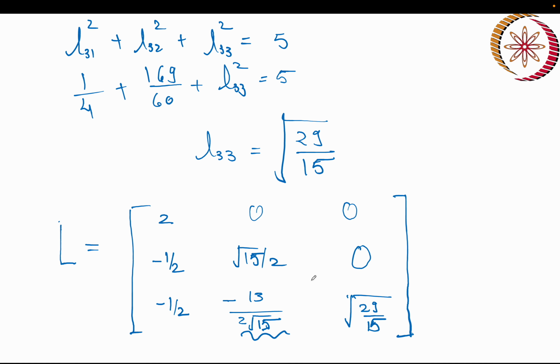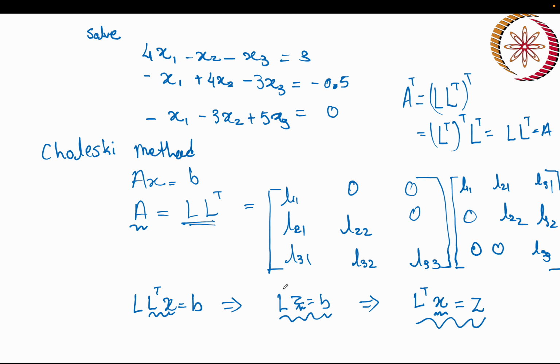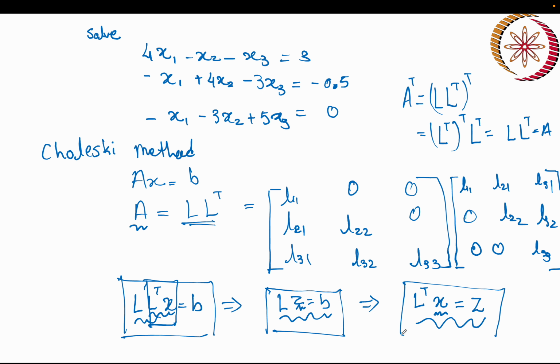Okay, so now we have the L matrix, and if we go back, we will write the same matrix as L transpose x equal to z, and Lz is equal to b. We will solve Lz equal to b first, where z is formed by these terms. Once we get the z value, we can solve for x by this equation. So first we have Lz is equal to b to solve.